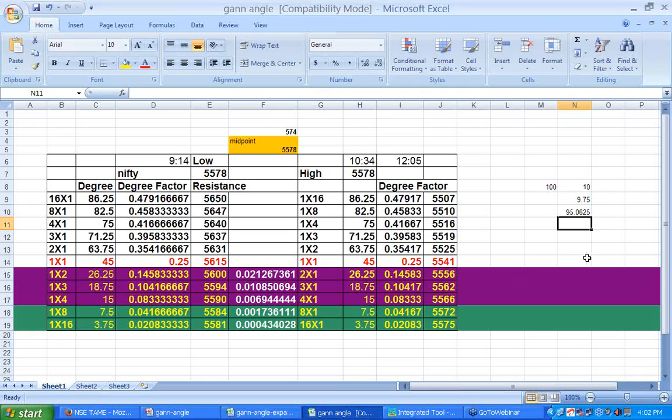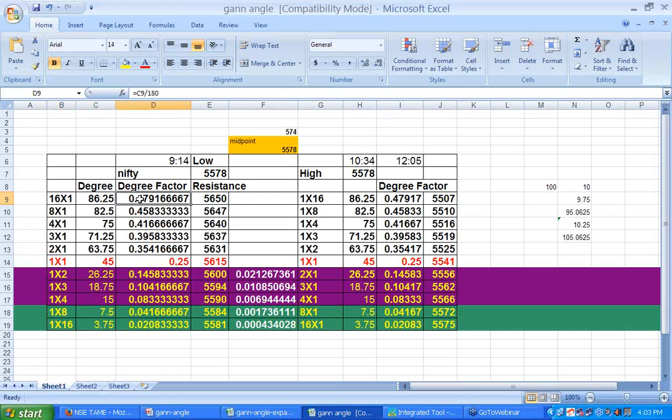So this says 95.06 is a price point through which our 45 degree support trend line will pass. In the same way, if I take 10 added with 0.25, so 10.25, and take the square of this, then I will get my 45 degree resistance trend line, which will pass through 105.06. So for every trend line, there is a degree.